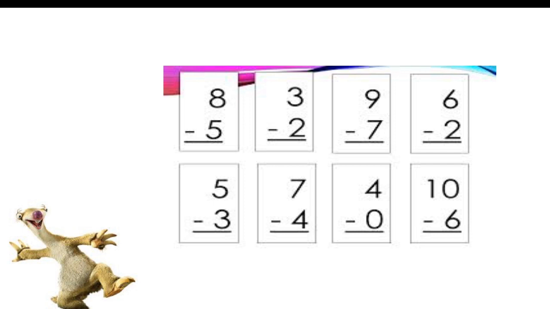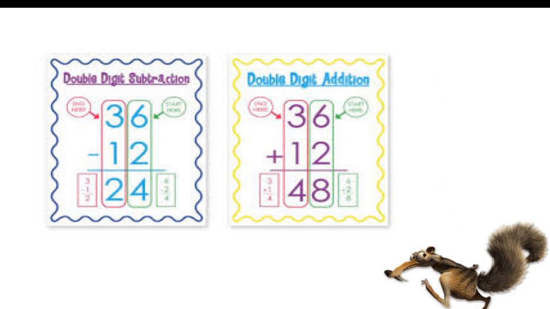Taking away. If you don't want to use your fingers, you can also use a drawing. You can draw yourself 6 circles and cross 2 circles out and see how many will be left. This is called subtraction. Now, yesterday we had 3-digit addition and I explained to you how we work with addition. But today we will work with subtraction.